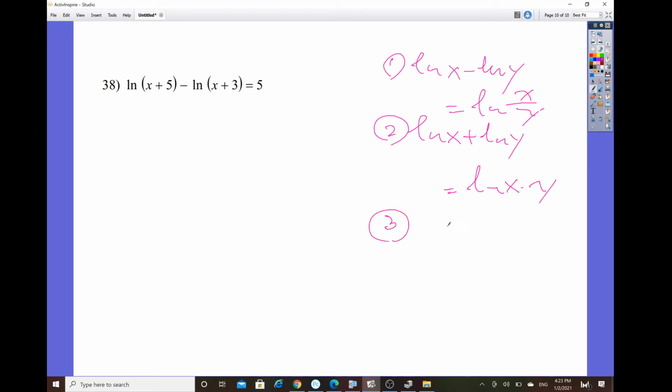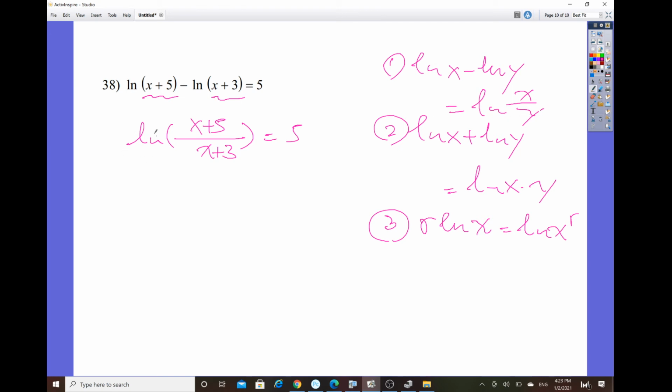And then the third property is the coefficient. We can always bring the coefficient back to the power. So r times natural log of x is the same as natural log of x to the power of r. And since we do have those binomials, they are considered one singular quantity. So this one is natural log of the quantity x plus 5 over the quantity x plus 3, that equals 5. So basically I'm just using the first property, difference to quotient.